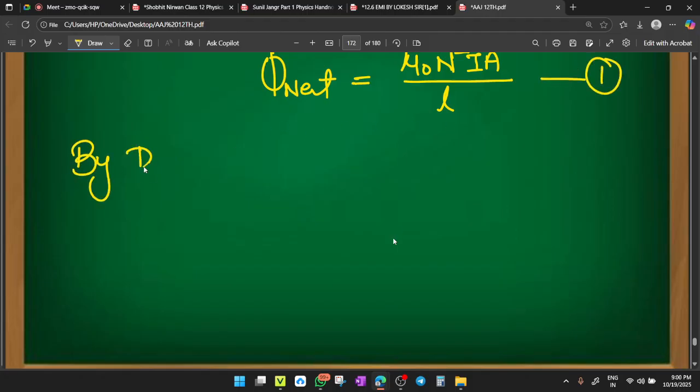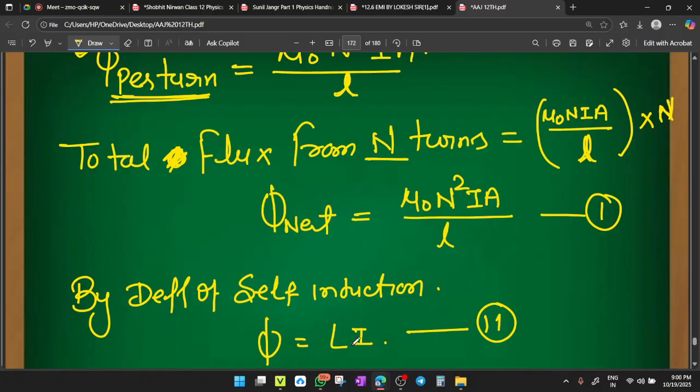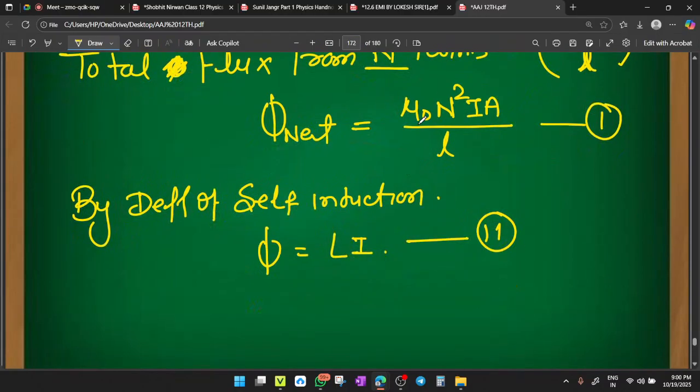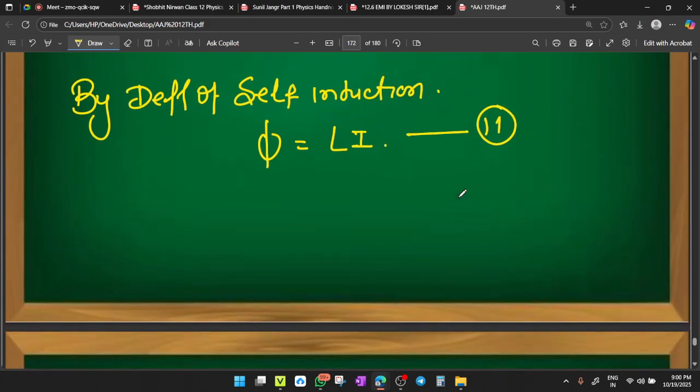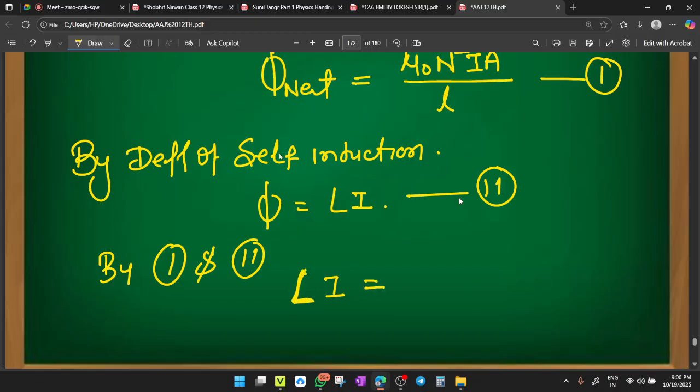By the definition of induction, what we have read in self-induction, phi is equal to L i, right? Phi is equal to L i. Give it equation number two. So by the definition of self-induction, phi is equal to L i, and by equation number one, phi is equal to mu naught N square I a upon l. So comparing the left parts of equations one and two, L i, capital L meaning coefficient of self-induction. The flux is equal both times.